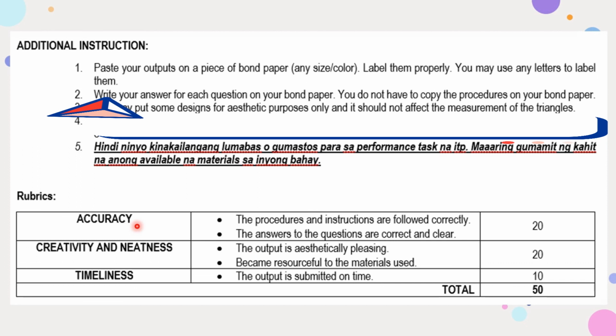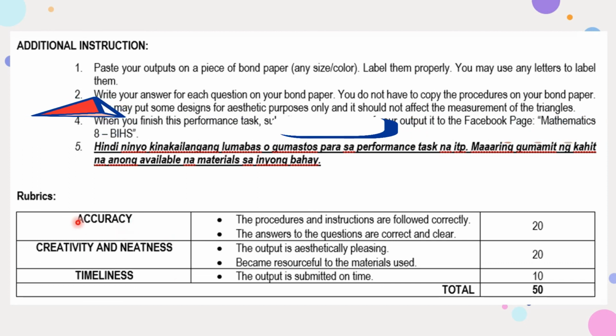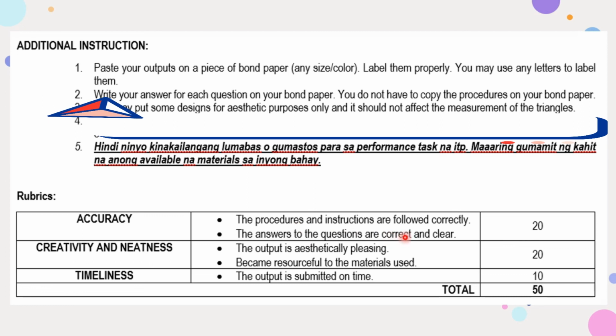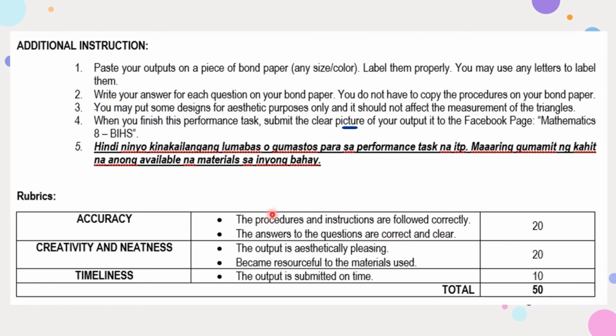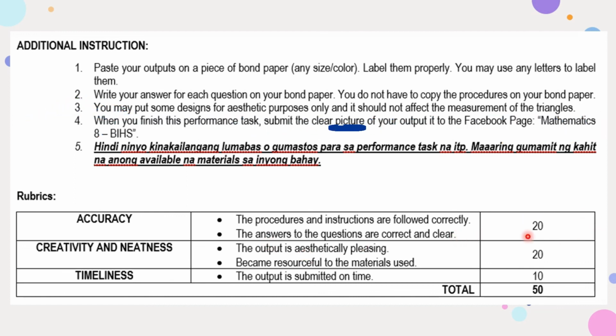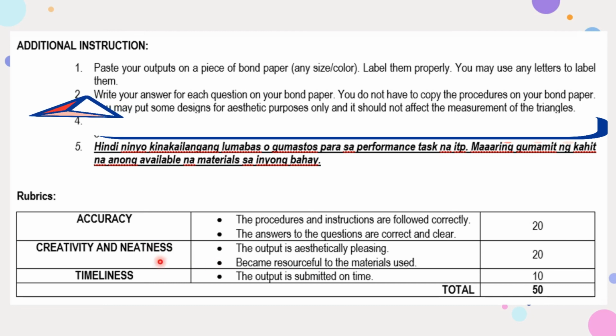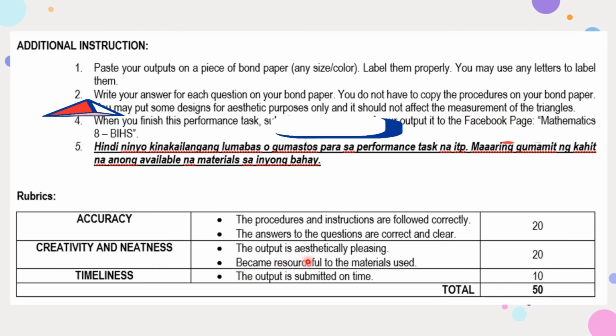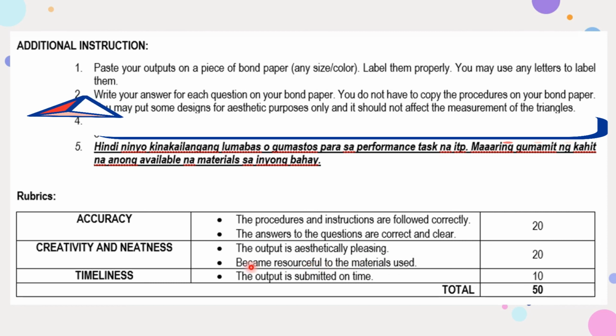Paano kayo gigradean? Here's the rubric. Okay? First, accuracy. Okay, kapag tama ang pagsunod sa inyong instruction, sa procedures, at kapag tama ang mga kasagutan sa mga katanungan. Okay, 20 points. Creativity and neatness. Okay, the output is aesthetically pleasing. Tapos, naging resourceful ka sa mga ginamit mo. Mga ginamit mo halos recyclable, magandang tingnan yung iyong output. That's also 20 points. And timeliness, pag pinasa mo on time, matik 10 points yun. So, you have 50 points for this performance task.